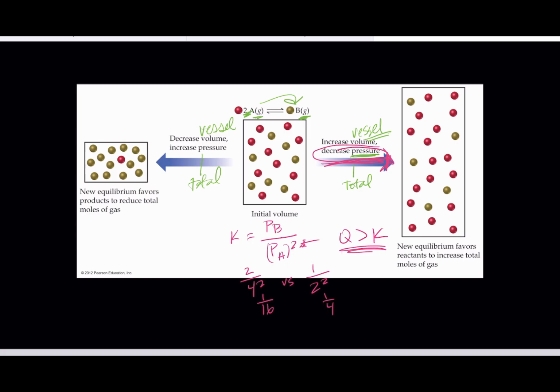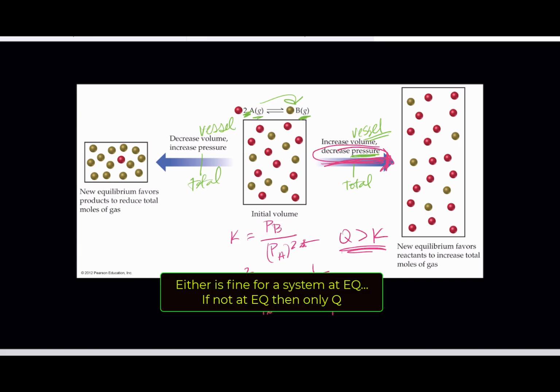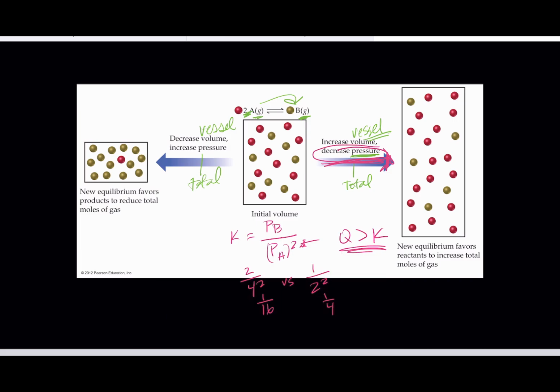And if Q is greater than K, what does the system do? If Q is greater than K, we consume product and produce reactant, which is the exact same thing that we predict via Le Chatelier's principle. And opposite on the flip side. Does that make sense? So either Q or Le Chatelier's principle is going to be acceptable, unless the question prompts you to give one type of answer or analysis. Okay, now let's move on to the next section.